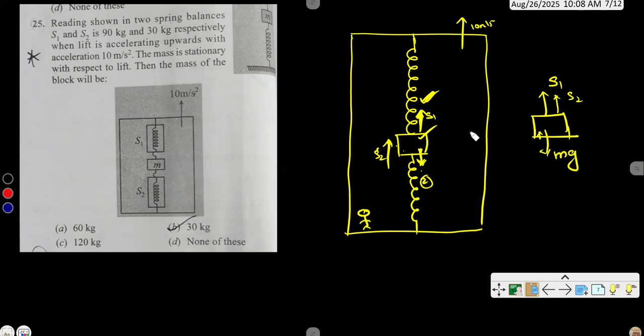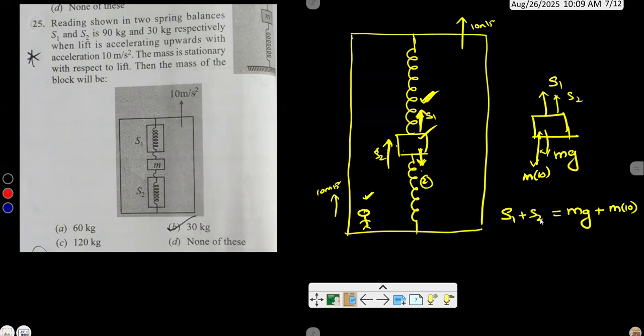Next, as this observer is also moving with 10 meter per second square, and the entire system is at rest for him, we have to apply a pseudo force in this direction, which is m into 10. So this entire system is at rest. I can write S1 plus S2 must be equal to mg plus m into 10. This is what you have to write. Then only this system is balanced.